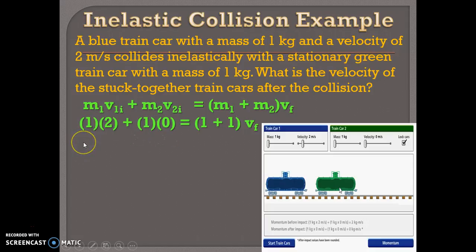1 times 2 gives you 2. The 1 times 0 is gone, so the left-hand side only remains as 2. On the right-hand side, we add together the 2, and here it is multiplied by vf. We just copied and brought that down. When you divide it, you find out that the final velocity of the stuck-together unit that's twice as massive is 1 meter per second. Again, twice as big, half as fast. That's the big concept here. If the concept escapes you, then of course you can approach this mathematically and you'll still get the answer.